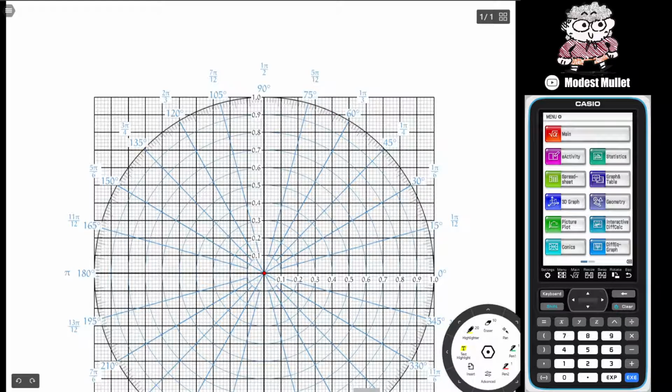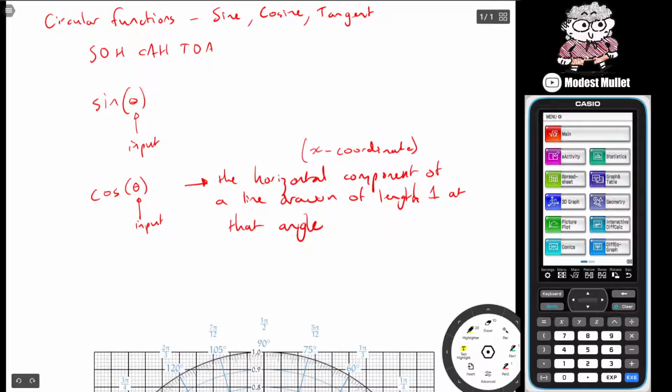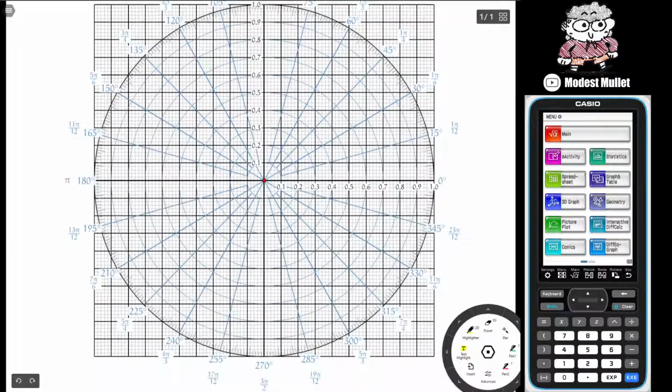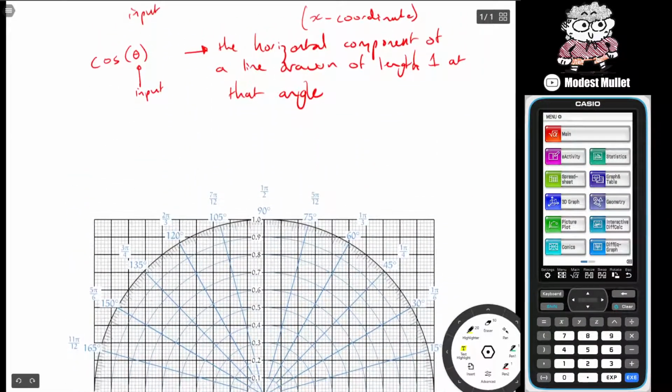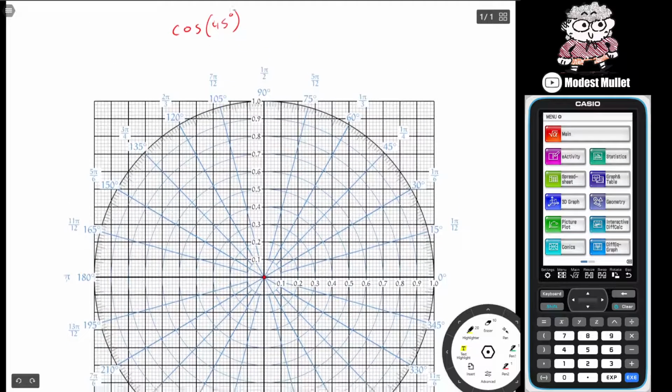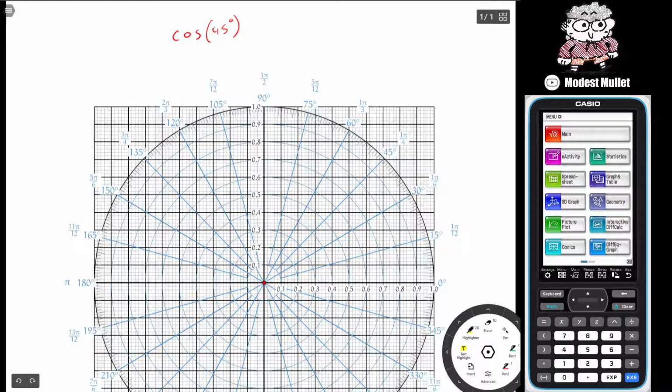So, what do I mean by horizontal component? Well, I've already given a bit of a hint of that, saying it's also technically the x-coordinate. Well, let's come down and draw on this. And we're going to perform the proper operation of cos of, let's do 45 degrees. Okay, I'm going to draw a line of length 1 at 45 degrees.